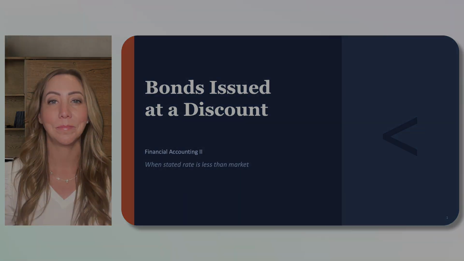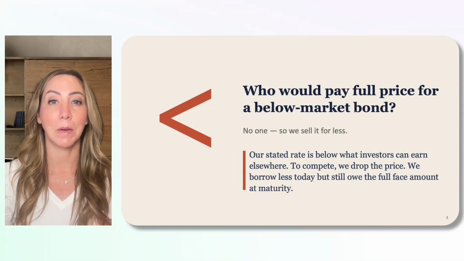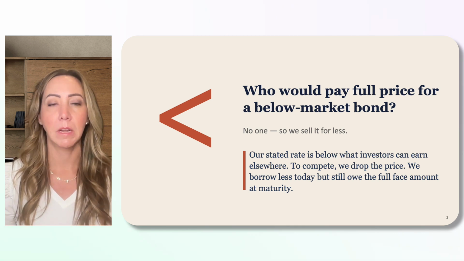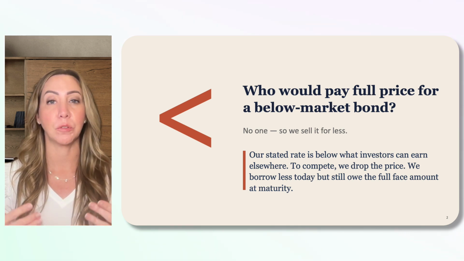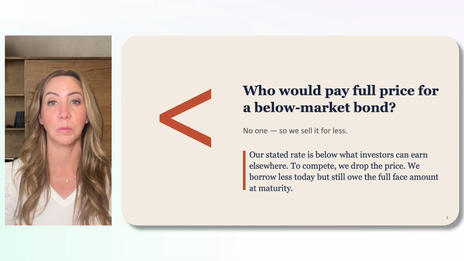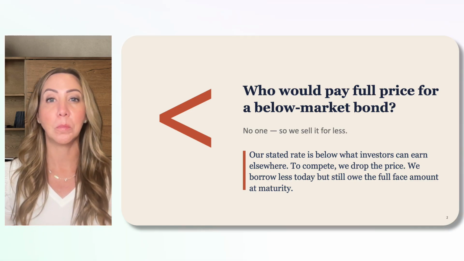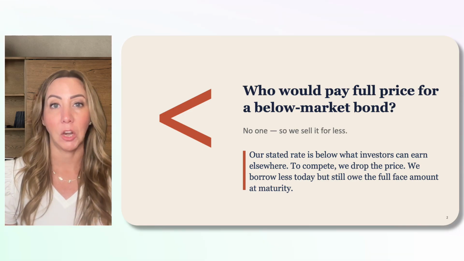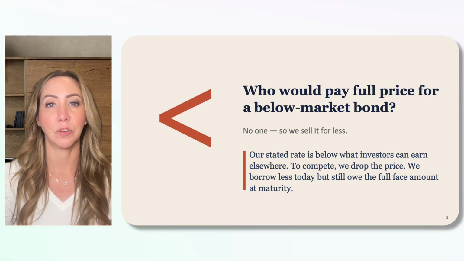mirror image. Suppose you decide to issue some bonds, and after working with the bank, you've set the stated rate of interest at 10%. Unfortunately, down the road, the market rate of interest increases, and investors can actually earn 12% on bonds of similar risk. Who in their right mind would pay full price for your 10% bond when they could go next door and earn 12? Nobody would. Your bond is simply less attractive.